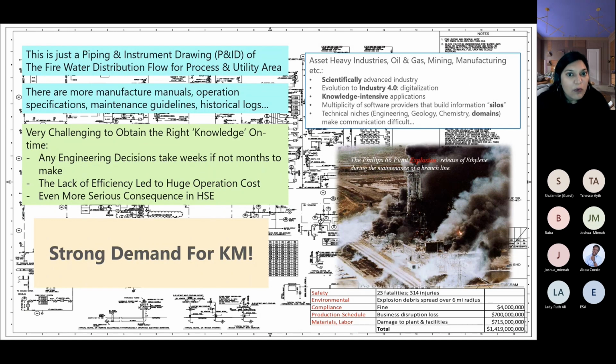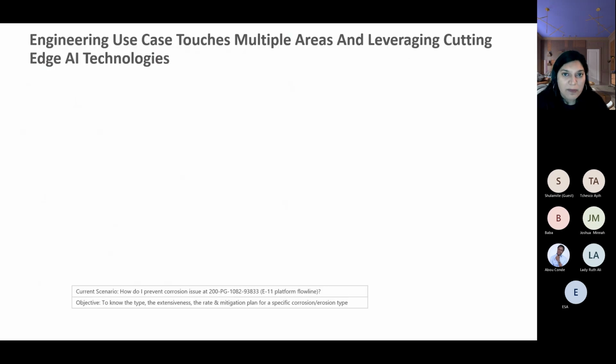Software industries will have all of this data digitized and stored somewhere, but asset heavy industries have these kinds of PDF drawings or drawing sheets. How do they digitize their content and enable knowledge mining?